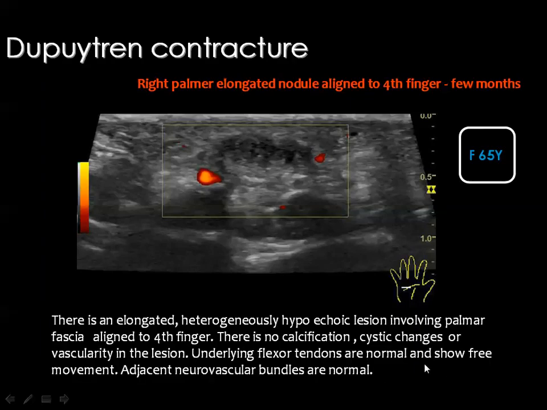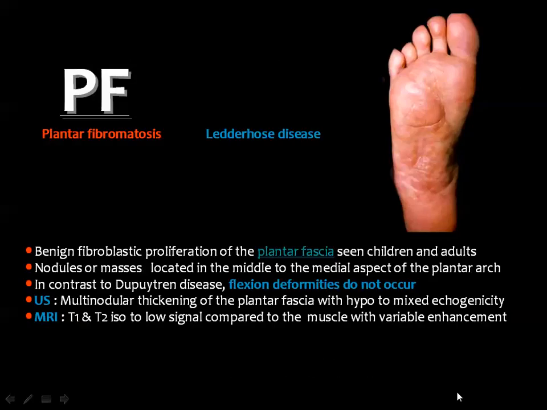And this is palmar fibromatosis by ultrasound Doppler. And you see the vascularity and you see the hypoechoic nature of the lesion.